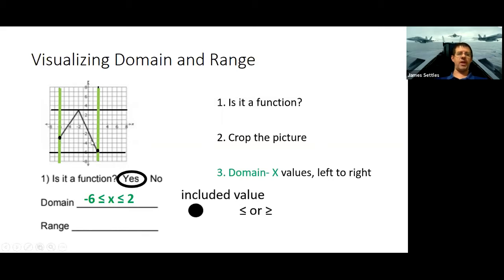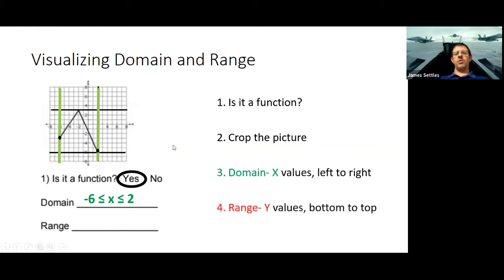So we cropped it from -6 to 2. Now, the range is going to be just the opposite. It's going on the y's, which is up and down. Okay. So let's see. Let me get this going. There we go. So the range is the y values.